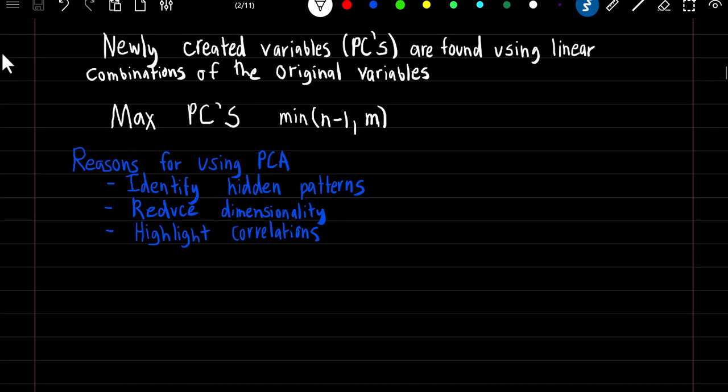And the maximum number of principal components we can create is going to be the minimum of either n-1, where n is the number of observations, or m, which is the number of variables. So the reasons for why you want to use principal component analysis is to identify hidden patterns, reduce dimensionality in your data, and to highlight the correlations that exist in your data.